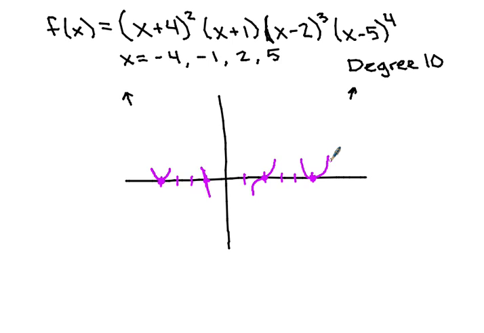The last piece that we normally look for, which in my example is a terrible one to look at, is the y-intercept. Our y-intercept is going to be something ginormous, because if we plug in 0 for x, you'd end up with 4 squared times 1 times negative 2 cubed times negative 5 to the 4th, which is really, really big numbers. We're going to be somewhere in the multiple thousands. So let's pretend that's way down here at something really big.